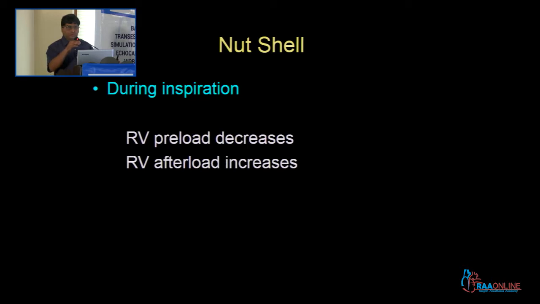I'm not going to go into the details of this because Dr. Rajesh will be talking about it in a subsequent talk. But in a nutshell, during inspiration, there is a decrease in right ventricular preload and an increase in right ventricular afterload. So what happens to the right ventricular output in inspiration? There is a decrease in right ventricular stroke volume during inspiration. Mind you, I am talking about inspiration in a mechanically ventilated patient, not spontaneous respiration.